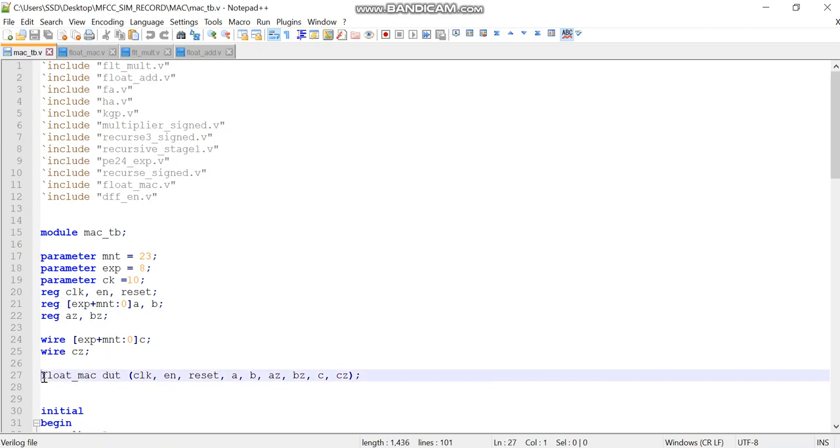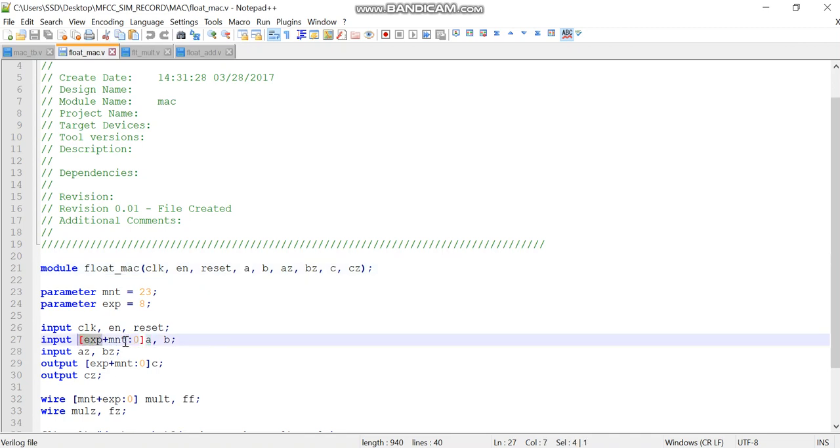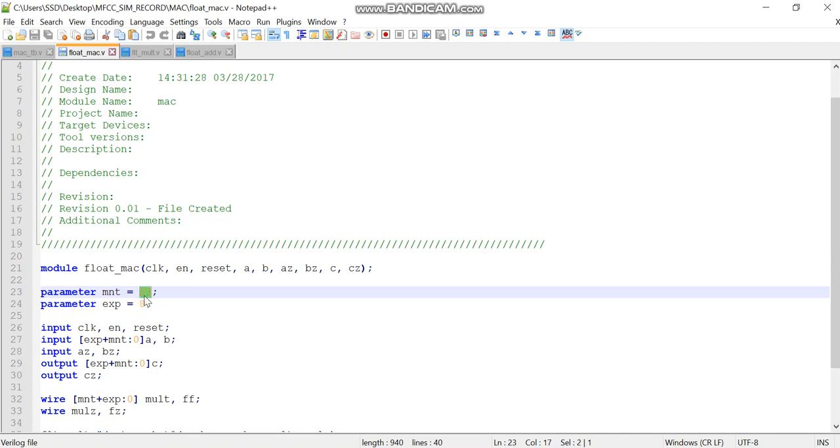This module float_MAC is for the floating point multiply accumulate unit. The inputs, the numbers A and B, are of floating point representation with the exponent and mantissa as 8-bit and 23-bit. Here we have considered single precision floating point number representation, wherein we have 1 sign bit, 8 exponent bits and 23 mantissa bits. AZ and BZ are the hidden bits. C is the output and CZ is the hidden bit of the output mantissa.